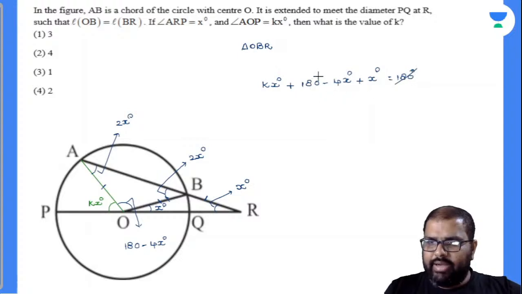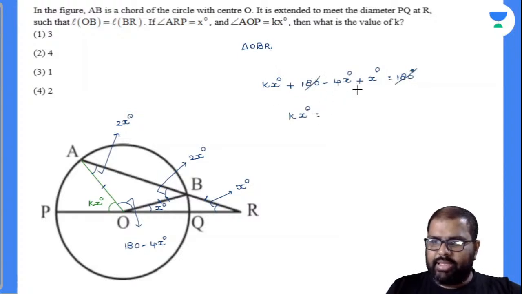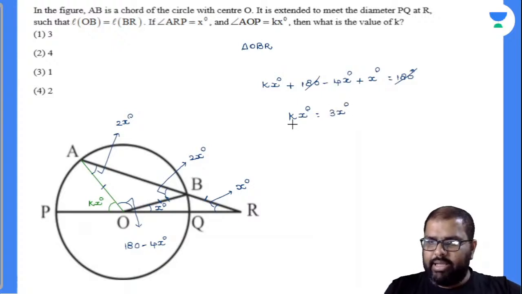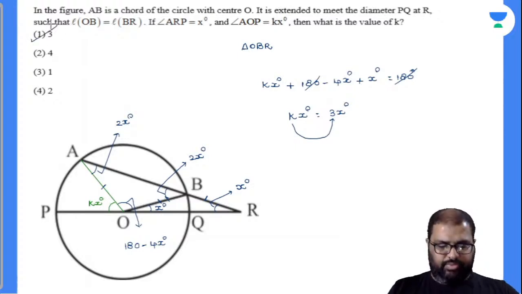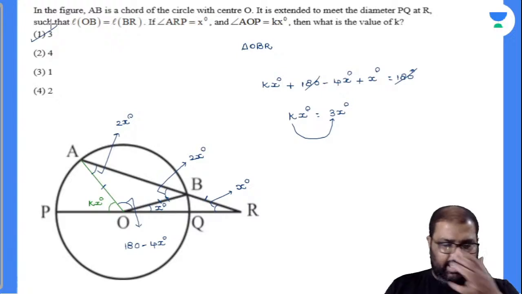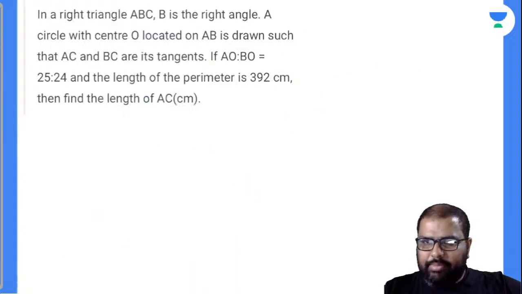Now this 180 gets cancelled. kx degrees is equal to minus 4x plus x, which will be minus 3x. Come to this side, it will become 3, and my k value is equal to 3. Most of the students get confused and write 4. Raman gave me the answer there. Excellent. Basic triangle properties, right? Nothing more than that. Let's come to the next question.